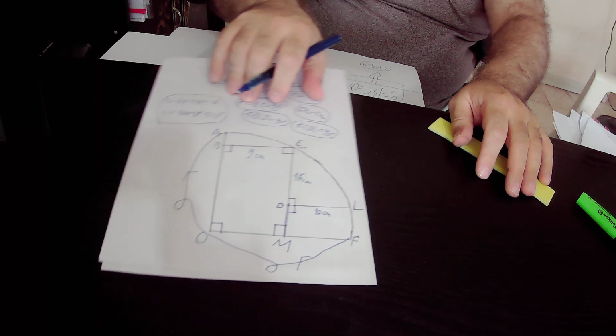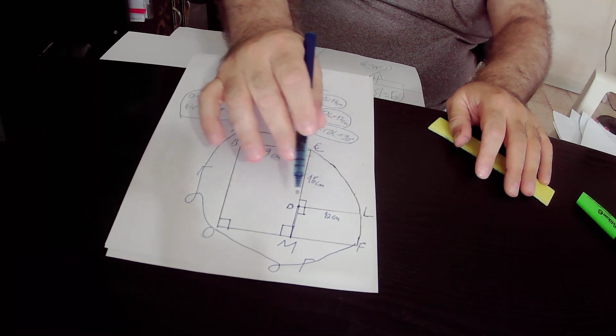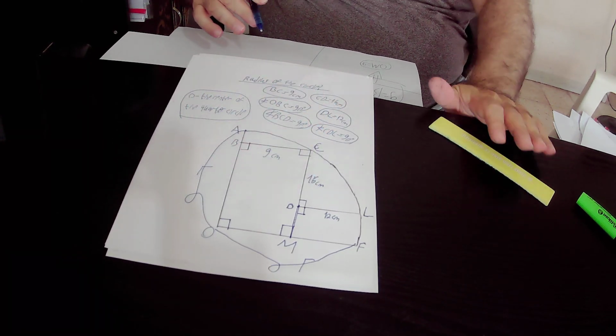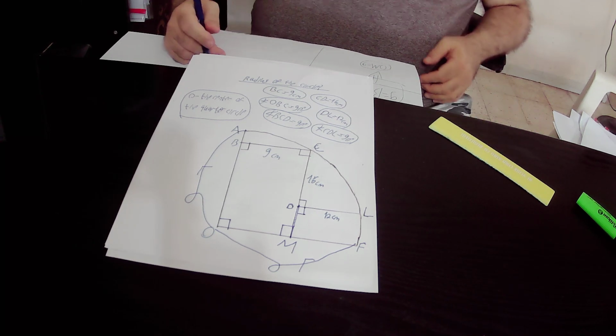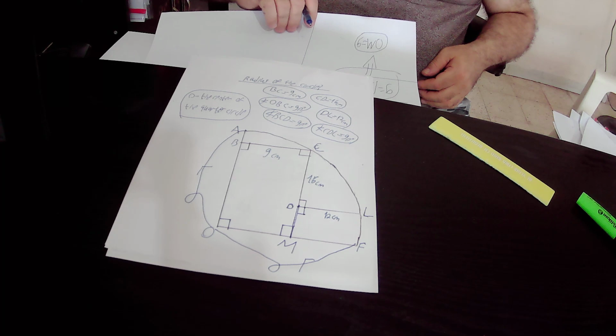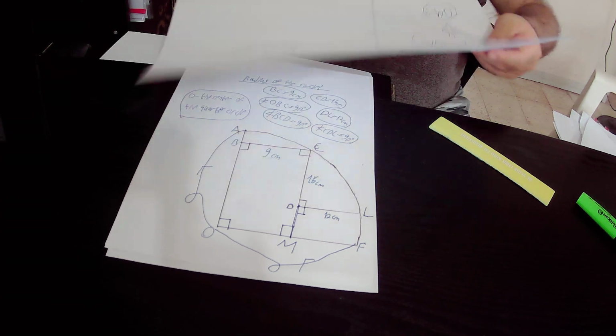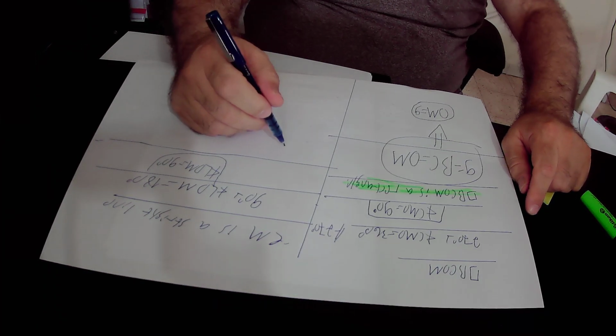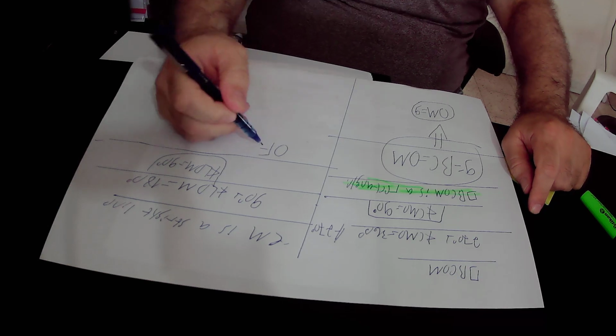Likewise, OF is the radius of the quarter circle, therefore it is absolutely a straight line. So we can write down that OF, the radius of the quarter circle, is a straight line.